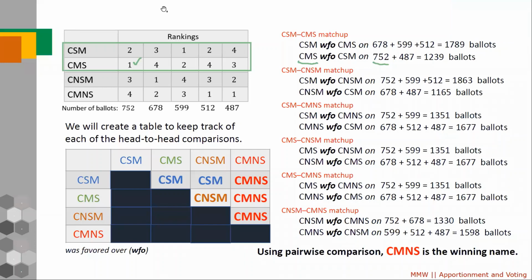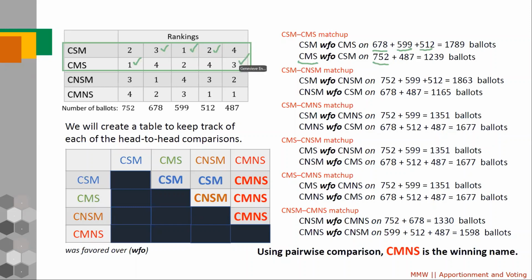Yes, ma'am. Okay. Next, the 678 ballots. Who wins between the two? CSM. So CSM gets the 678 ballots. Next, who wins? CSM gets the 599 ballots. Then CSM or CMS, with the 512 ballots, who wins? CSM. Next, for the 487 ballots, who wins between the two? CMS.